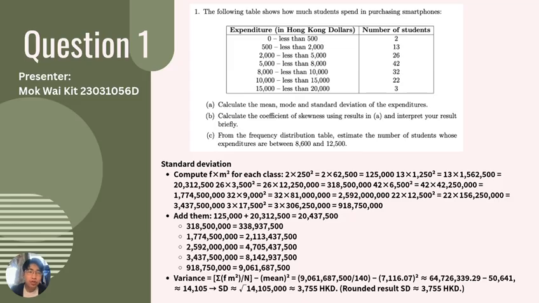And then about the standard deviation, which measures how spread out the expenditures are. We'll multiply each frequency by the square of its midpoint, then sum those values and divide by the total number of students. And then we will subtract the square of the mean and take the square root, as you can see here.